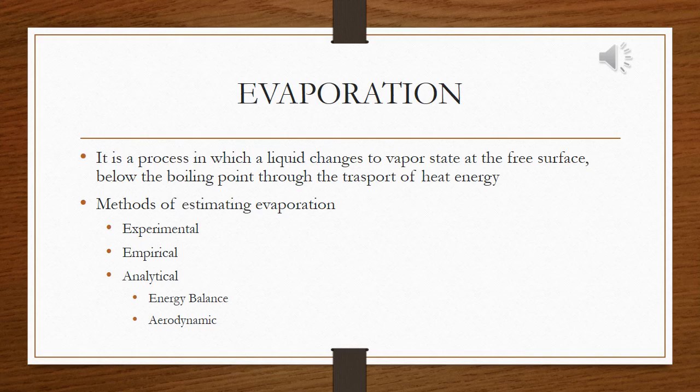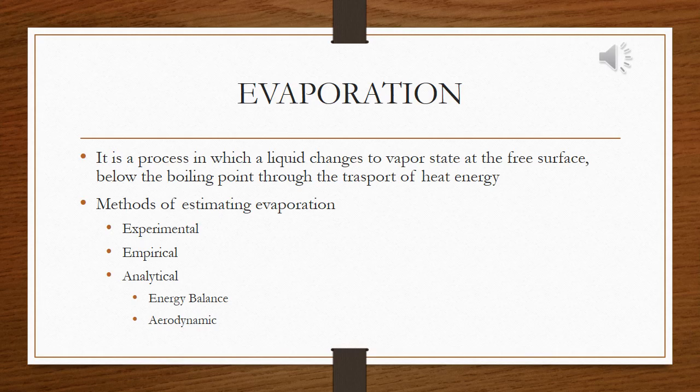After we finish the precipitation part and then the rainfall part, now we need to cover evaporation. Evaporation is a process in which a liquid changes to vapor state at the free surface below the boiling point through the transport of heat energy. So it's a phase change, with heat occurring in this process.